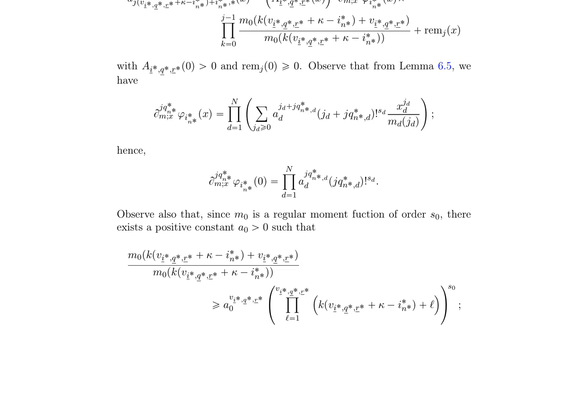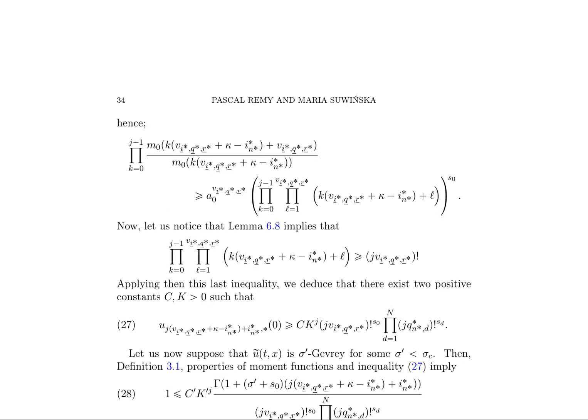They then apply lemma 6.5 to bound a term which is expressed in terms of the moment function m0. The authors also use the regularity of the moment function m0 to bound another term. This bound is crucial in establishing the Gevrey regularity of the solution u j. The authors then apply lemma 6.8 to bound a further term involving the sums over j.